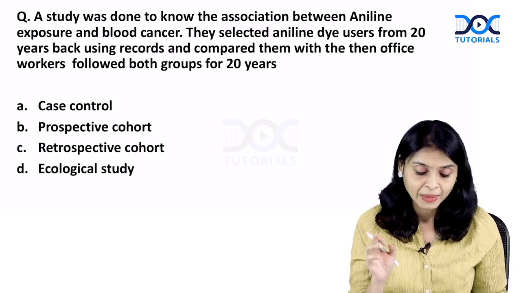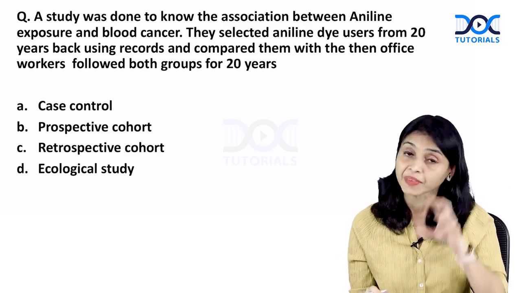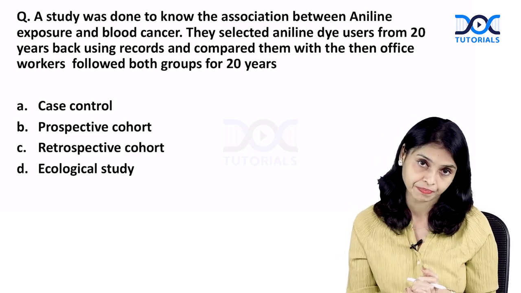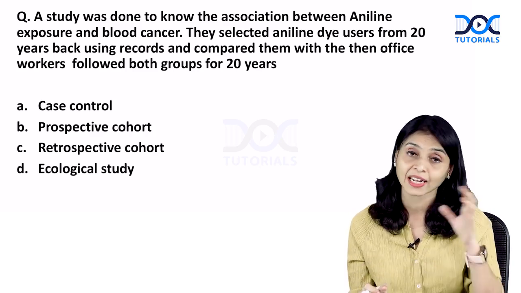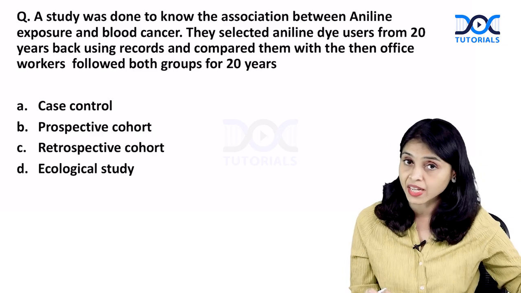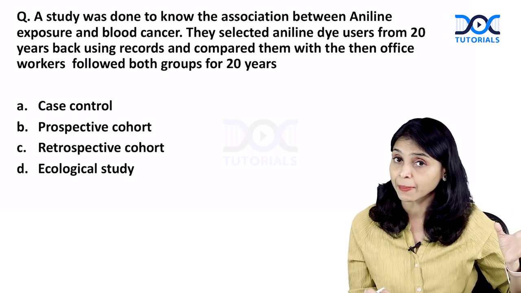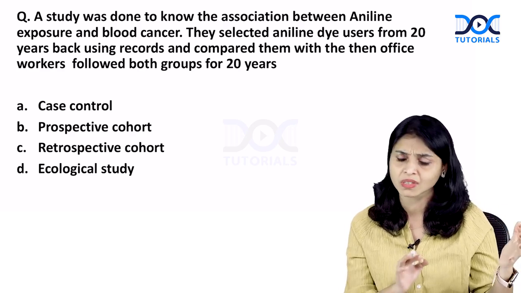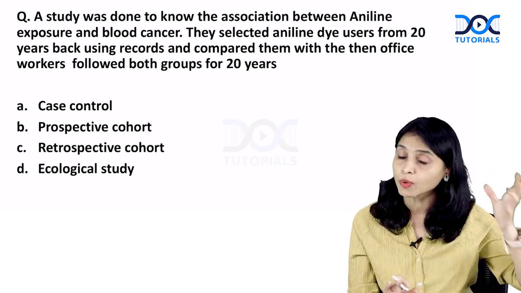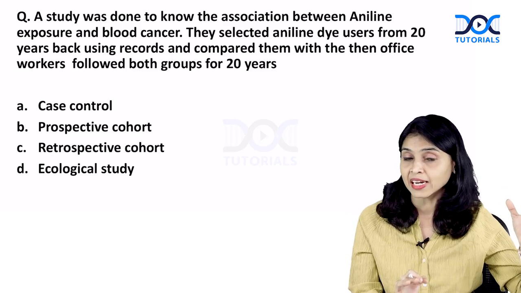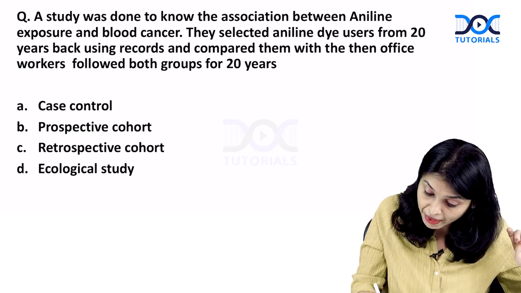What is it? By the way, what is the question? It is to know the association between aniline dye and blood cancer. Now, how are they doing the study? They are doing the study by collecting the records which were kept 20 years back. And based on the records, they are actually dividing the people into two groups. A group that was exposed to aniline dye, another group which was not exposed to aniline dye. That is what you mean by office workers.